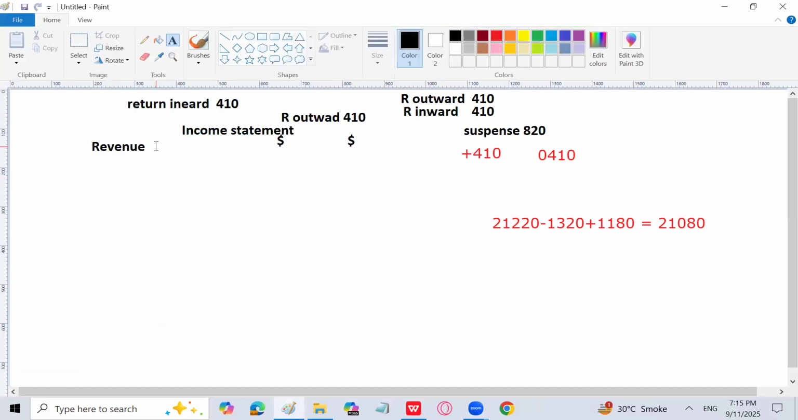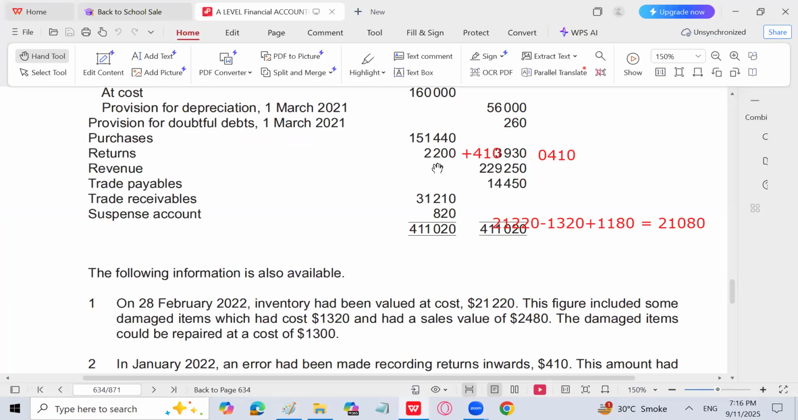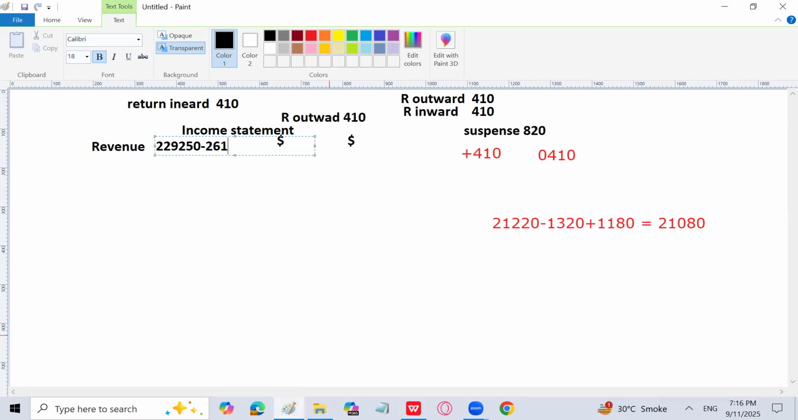229250 minus return inward. And the amount of return inward is 2200 plus 410. So this is 2610. And I have to subtract sales return from this. I will get the amount of net sales, which you can calculate and tell me. 229250 minus 2610. Yeah, 226640 is the right answer.